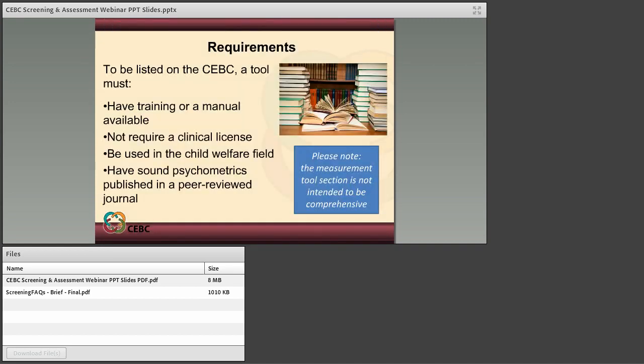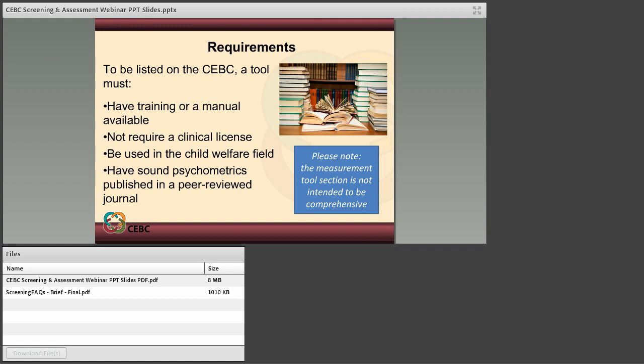So now I want to touch on the requirements for a tool to be listed on the section. This is important information for agencies to know because it could be factored into your decision to adopt a specific tool. So first, the tool needs to have training or a manual. This is critical because a training or a manual is an element for ensuring that the tool you select will be administered properly and the results from the tool are accurate.